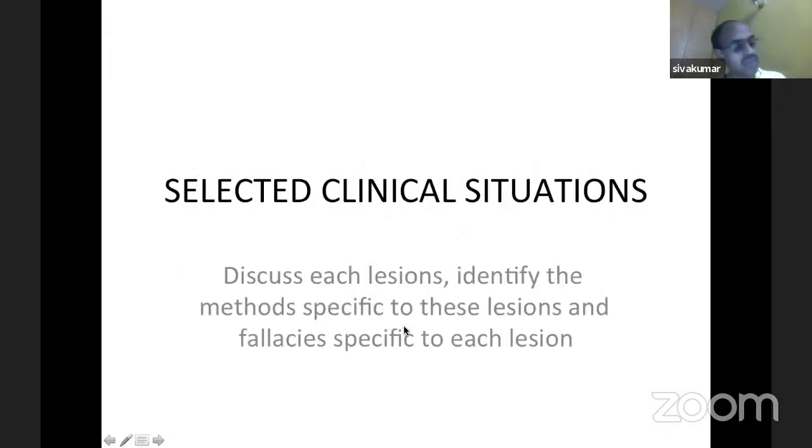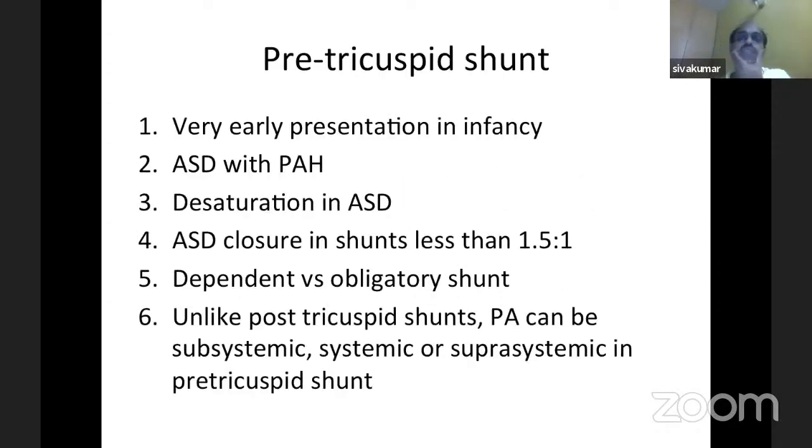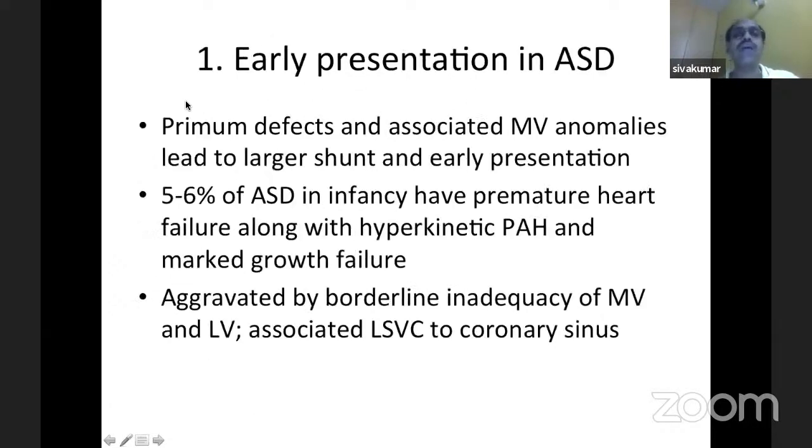Now coming to individual lesions, we will try to finish within the next 15 to 20 minutes, first starting with pre-tricuspid shunt lesions. In pre-tricuspid shunt lesions, there are some special situations that I have listed below where cath may be needed. The first situation, infancy. Early presentation in ASD. Usually secundum ASD does not present in early infancy at all. These children are relatively asymptomatic.